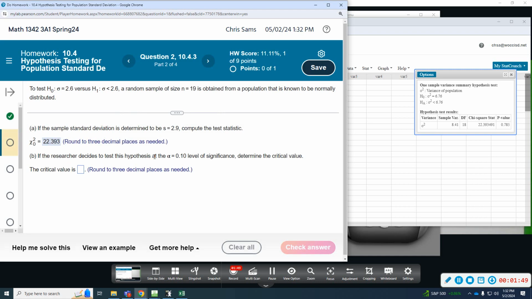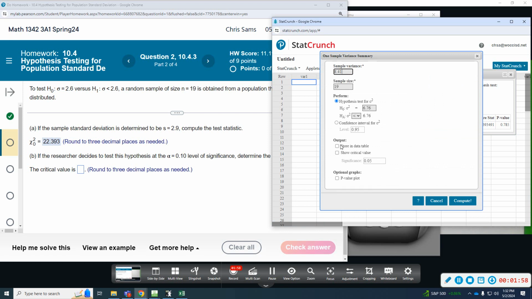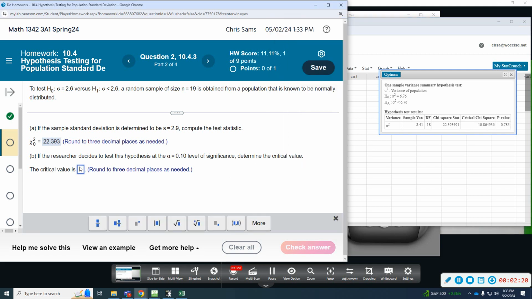The researcher decides to test at alpha equals 10%. Determine the critical value. So if I go to options and edit, and we're going to do the critical value at 10%, so 0.10. We get the critical value from the table, which would give us roughly 10.865 to 3 decimal places.